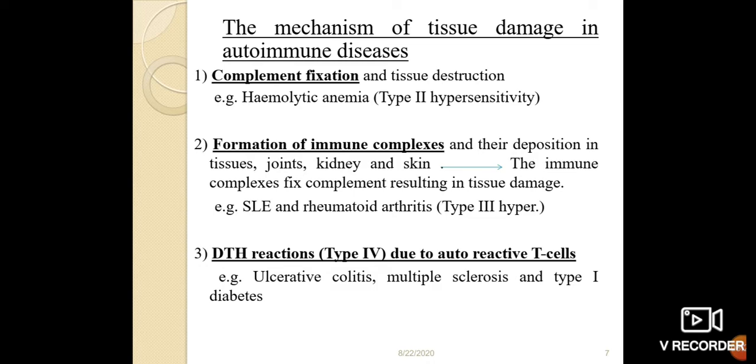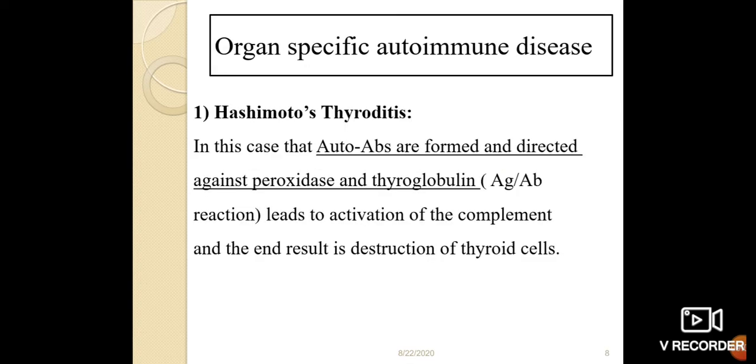And this is happening in systemic lupus erythematosus and rheumatoid arthritis, like type 3 hypersensitivity. Delayed type reaction, which is type 4, happens due to activation of T cells, like in case of ulcerative colitis or multiple sclerosis and type 1 diabetes mellitus, which results in destruction of islets of Langerhans and destruction of the pancreatic cells.